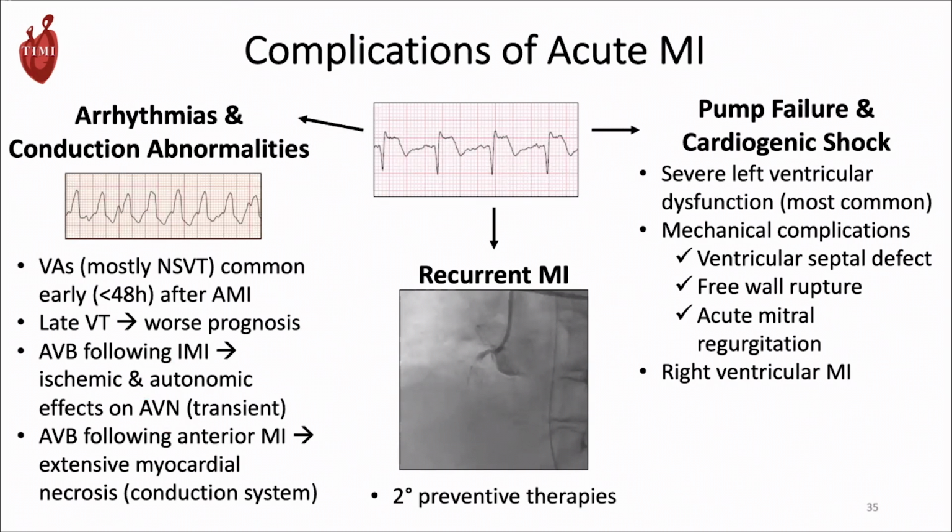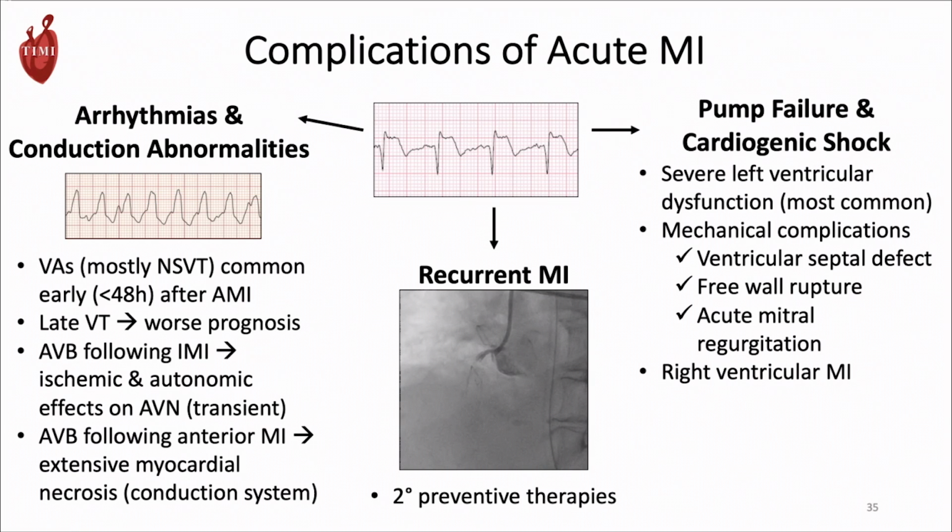A quick word about the complications of myocardial infarction, which is often what lands people in the intensive care unit. So patients after MI can develop arrhythmias or conduction abnormalities. Ventricular arrhythmias are particularly worrisome, although very common in the early post-MI period, in that first 48 hours. And so that we attribute to the early MI period.